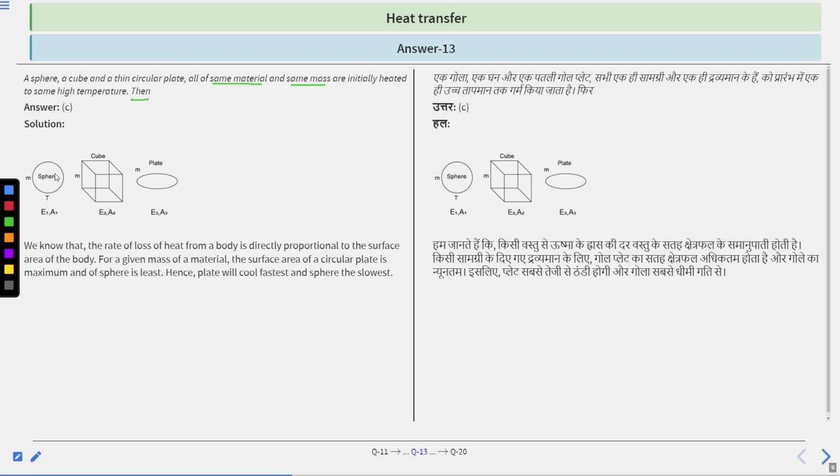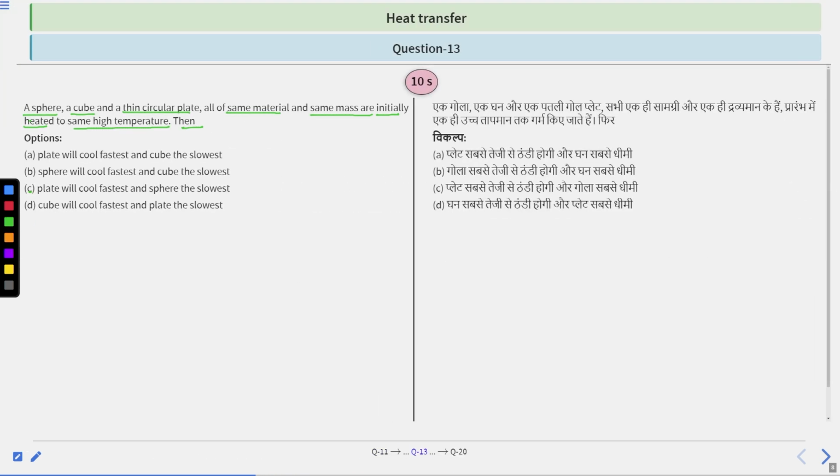So we know that the rate of loss of heat from a body is directly proportional to the surface area of the body. For a given mass of a material, the surface area of a circular plate is maximum and that of a sphere is least. Hence, the plate will cool fastest and the sphere slowest. So the correct option is C. Plate will cool fastest and sphere the slowest. Clear? Next question.